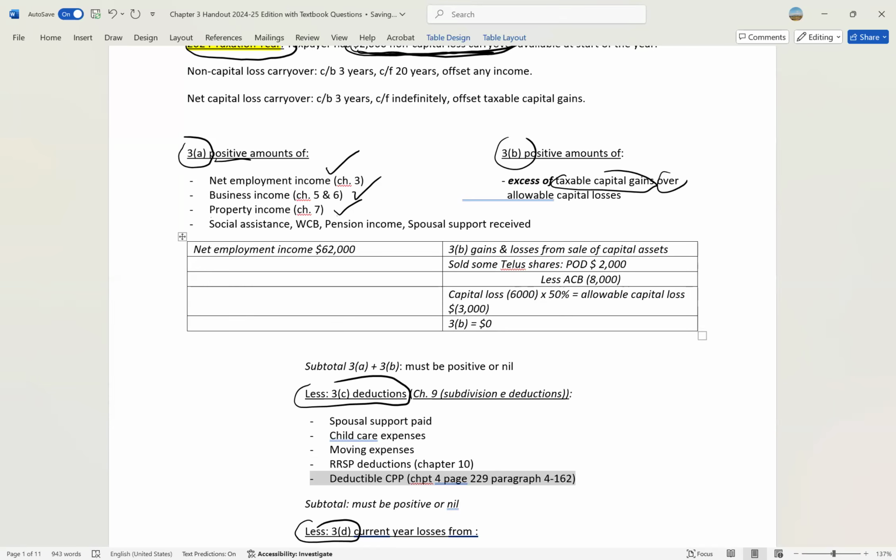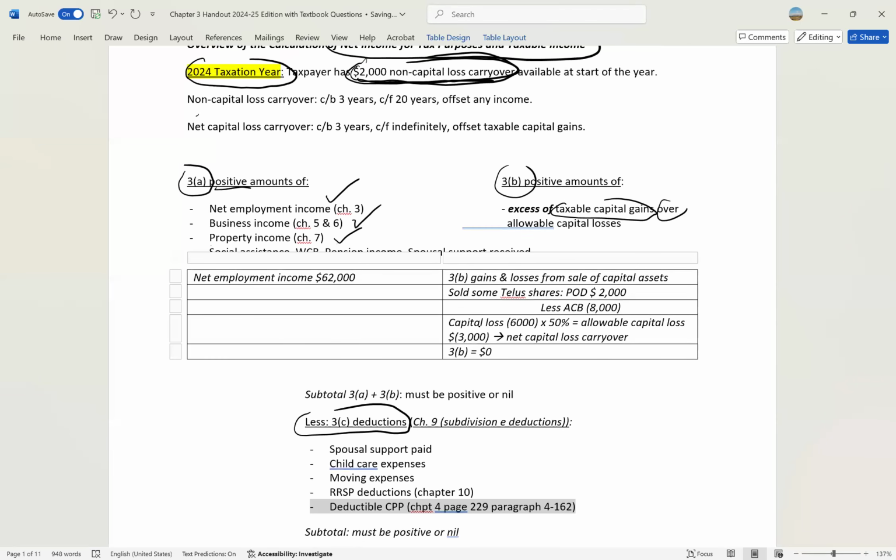However, this loss that we cannot use up this year becomes a net capital loss carryover. Kind of what we talked about earlier. Any capital losses that we can't use up in a particular year, we don't lose them. It just becomes a net capital loss carryover. We can't use it this year, but we can carry it back 3 years if we have any taxable capital gains, or if we don't, we can carry it forward indefinitely.